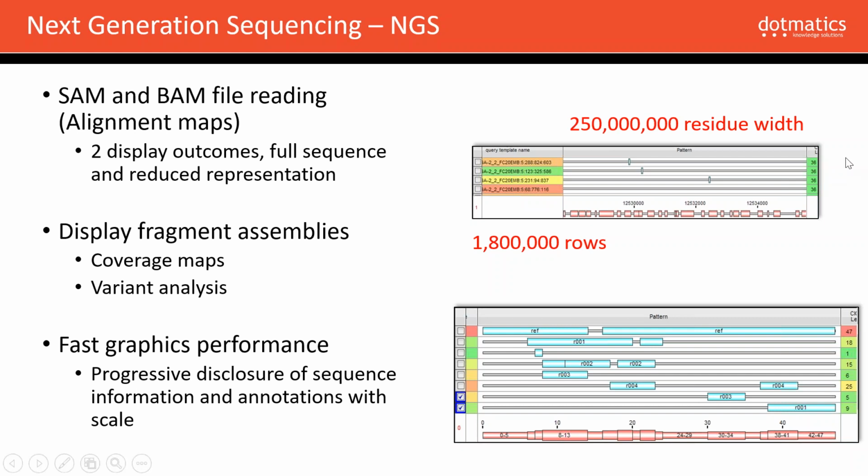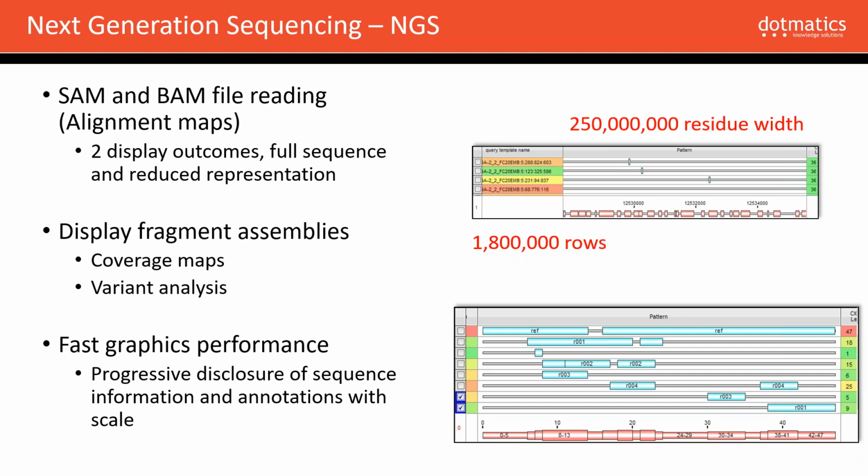So this is not the limit. This is just one example that we currently have, where we're loading 1.8 million rows, and then some of those residue widths are up to 250 million, and the software is quite happily handling those. And one of the ways to make sure that this is possible, as it says at the bottom under fast graphics performance, is to do progressive disclosure of the information. In other words, if I'm zoomed all the way out of a 250 million residue width, I really can't understand much detail. So there's no need to actually render much detail in the software.